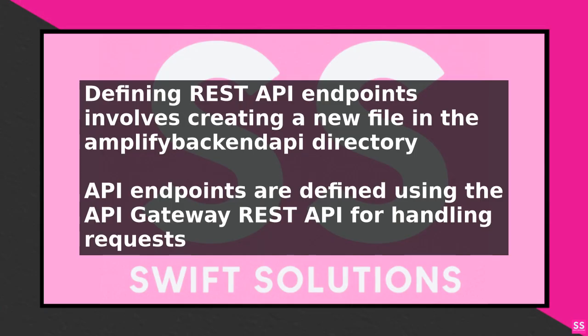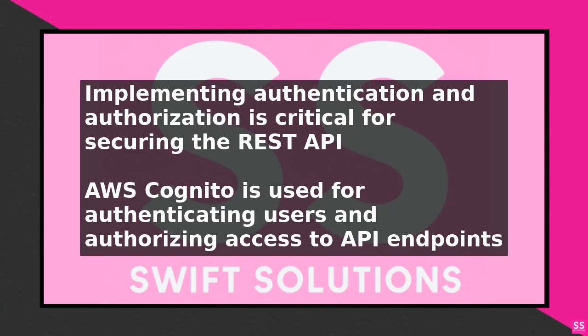Best practices for using AWS Amplify REST API. To get the most out of AWS Amplify REST API, follow these best practices. Use meaningful endpoint names and descriptions to make it easy for clients to understand your API. Use the correct HTTP methods and status codes to ensure that clients can understand your API responses. Implement authentication and authorization to secure your API endpoints. Use API keys and usage plans to control access to your API endpoints and monitor usage.